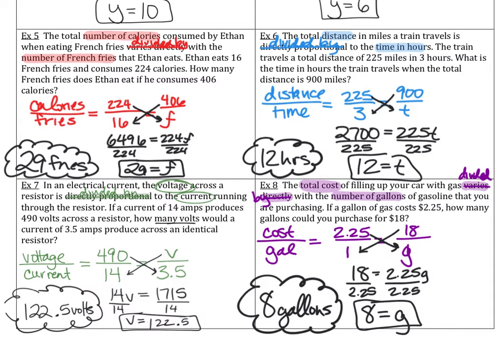Some of you are setting your proportions up upside down, and as long as you set everything upside down, if you follow your labels, you'll be fine. So if you're labeled backwards, if you put fries over calories, technically that's not how I want you to do it, but you will end up with the same answer as long as you actually put the fries where the fries go and the calories where the calories go. We end up with the same work when we cross multiply and divide.